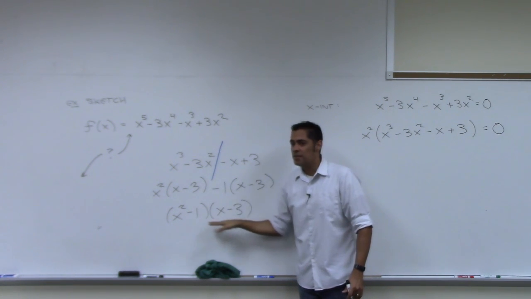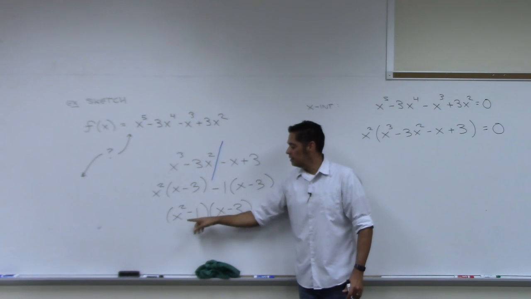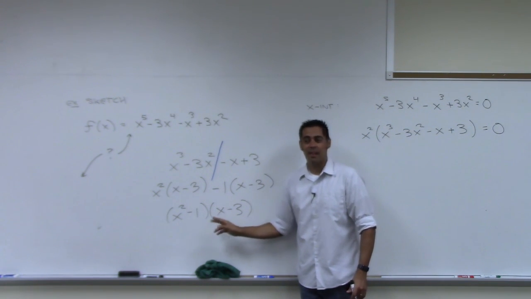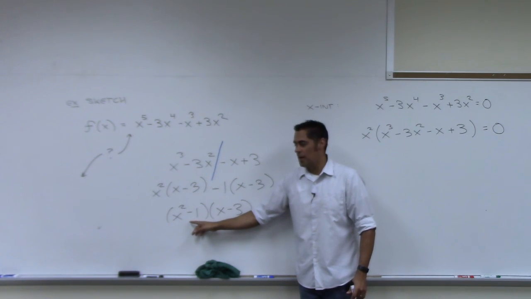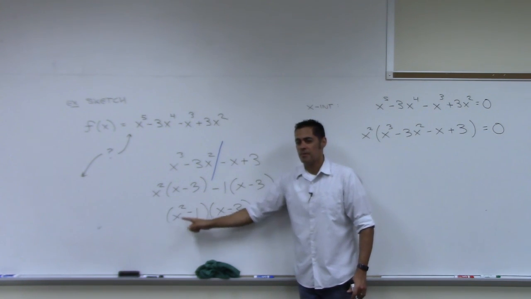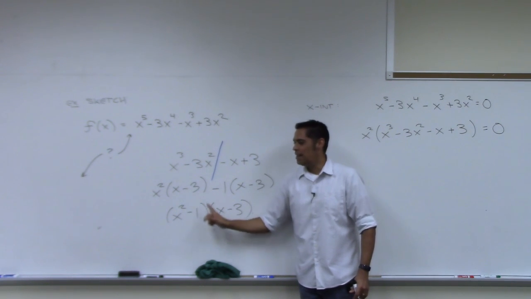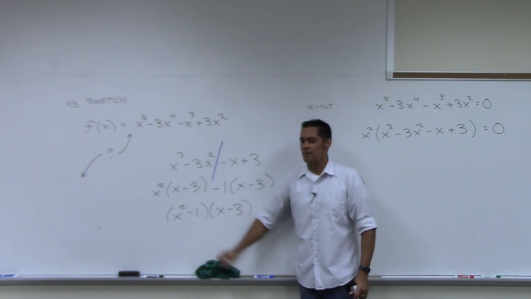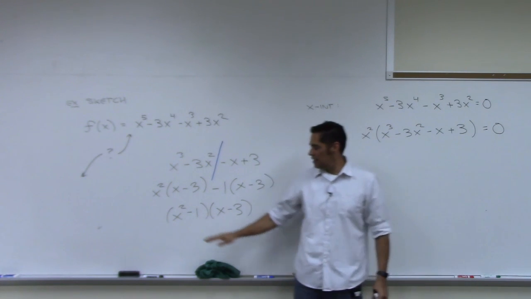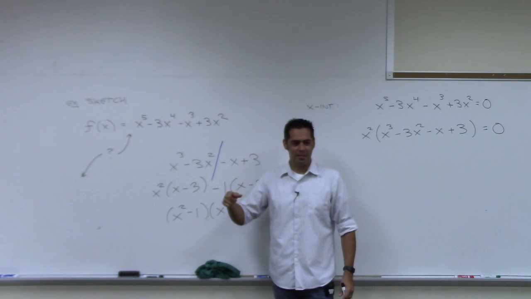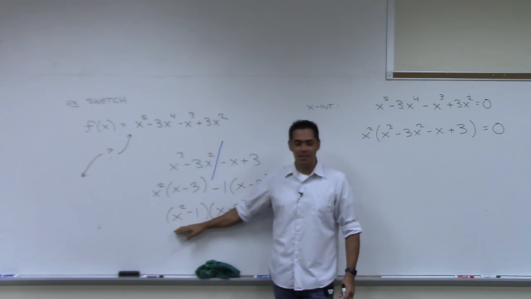Do you recognize anything here? X minus 3. Anything special? X squared. What about this? Does this look like something special? It's quadratic. Think factoring. Is that a special thing? You're almost there. Difference of squares. This is a difference of squares.